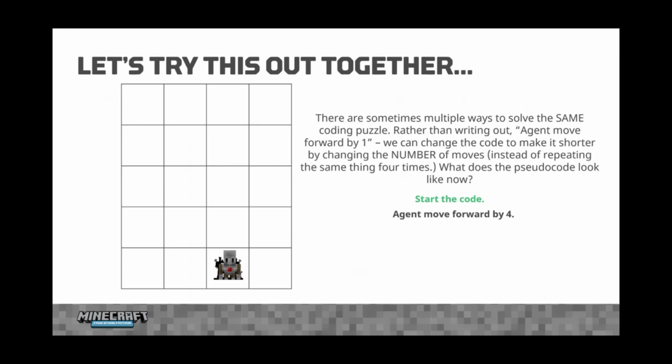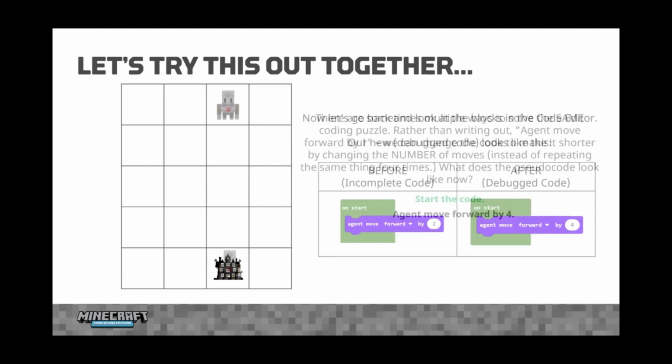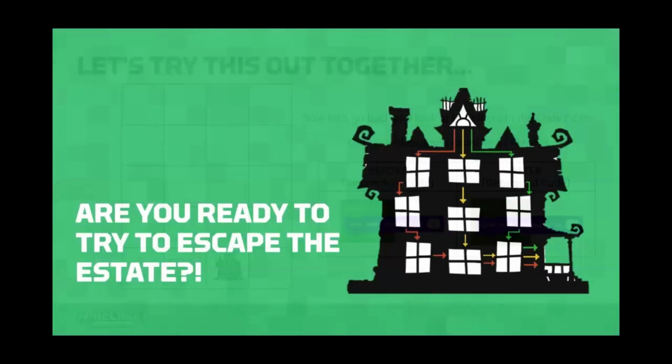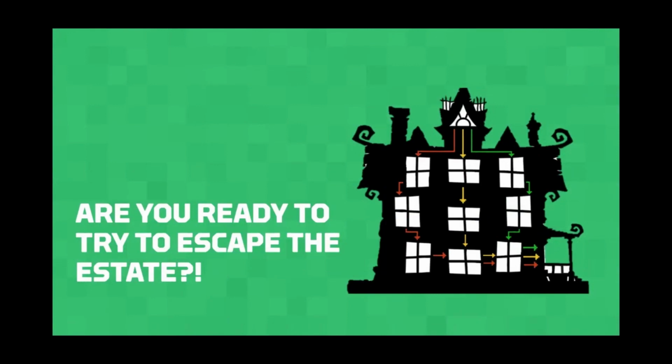So that's all debugging is. You get given some code, and rather than start from scratch, you just make changes to make sure that it works. So in Minecraft, we would go to agent move forward by 2 and change it to agent move forward by 4, and we'd have our solution. Fantastic. So hopefully you are ready to try the escape estate.